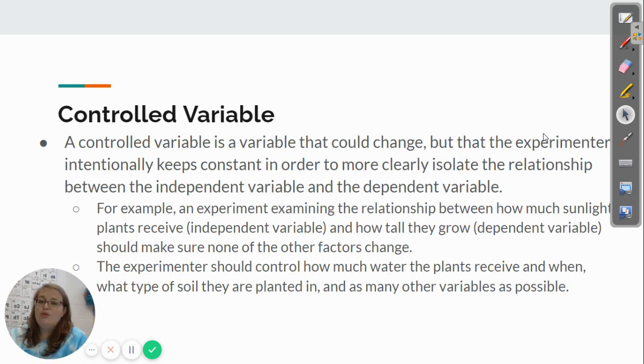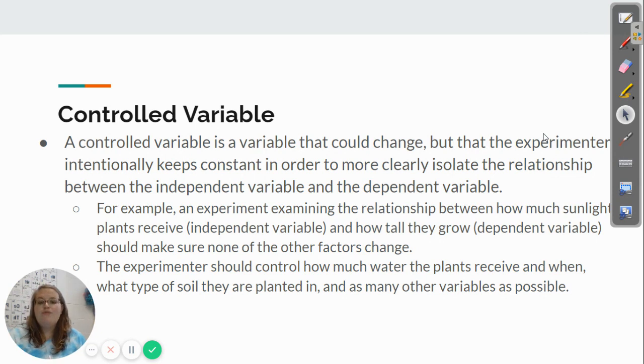Your next variable would be your controlled variable. So control variable, also sometimes known as a control group, is almost like a second independent variable, but not, it is there to see what would happen if we did no manipulations at all. So we can see exactly what the relationship between the independent variable and the dependent variable is.